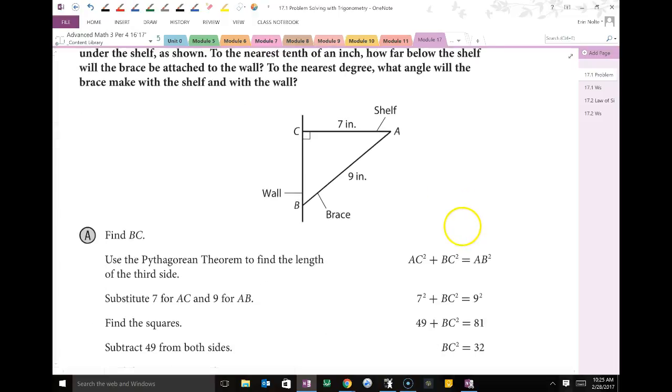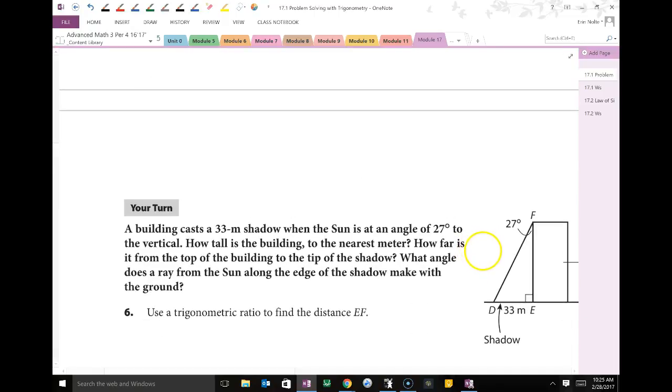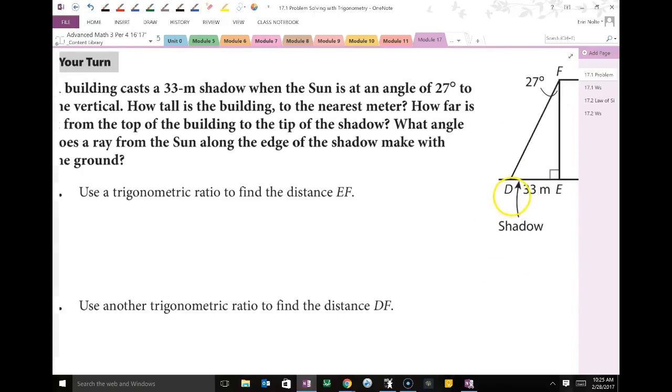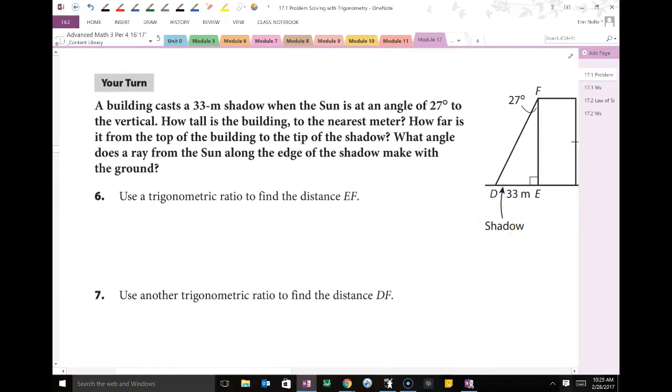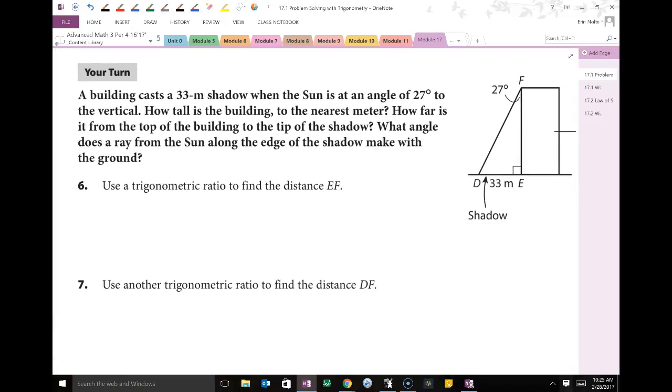All right, which example should I do? Let's do this one. I haven't done this one yet. This looks like a great example. We've got a building, and it's casting a shadow that happens to be 33 meters. The angle of the sun is 27 degrees to the vertical of the building. We're going to figure out how tall the building is, and then the length from the end of the shadow to the building, and the angle off the ground.